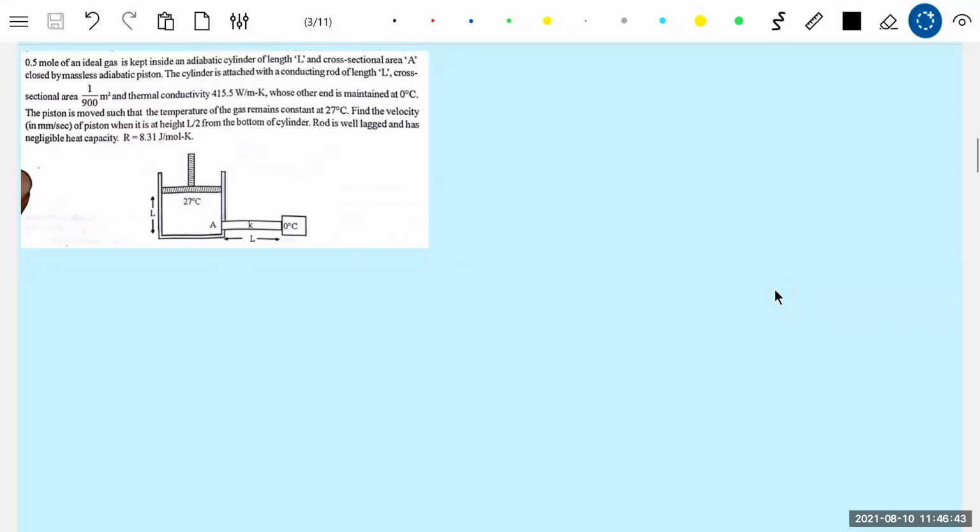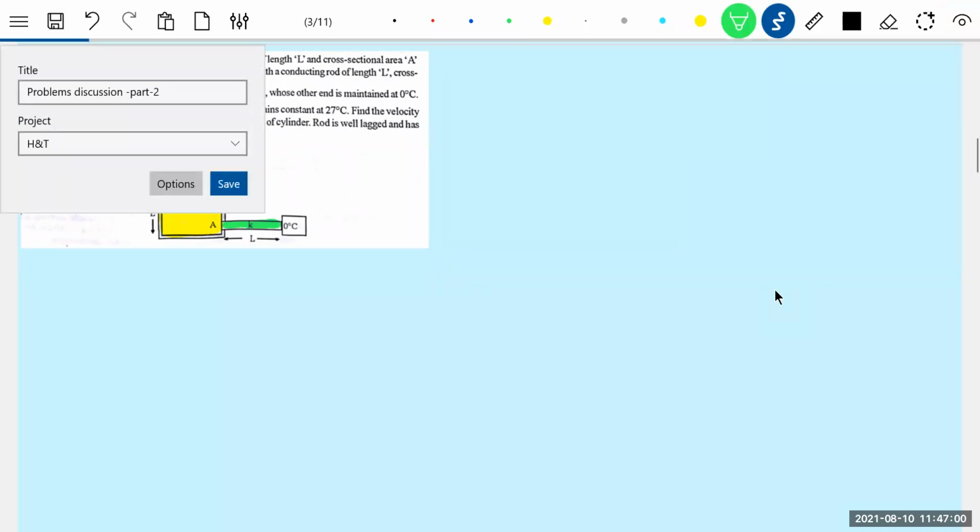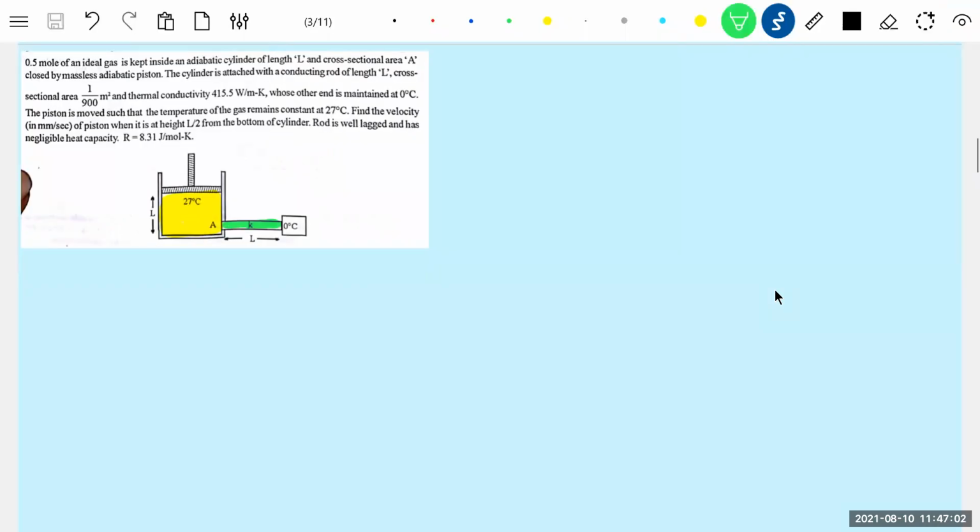A simple idea based problem. Let's see how you manage. So here we have the gas, and this part is a conducting rod. Read the question.